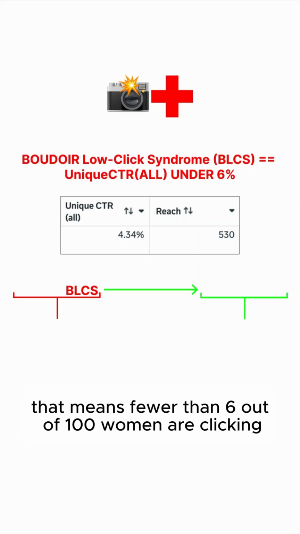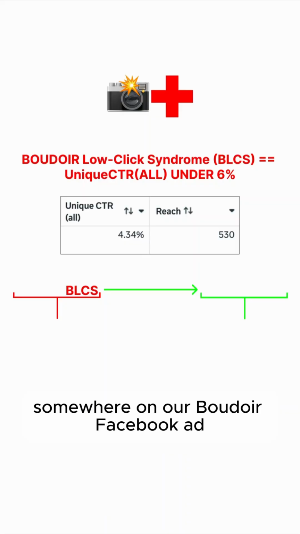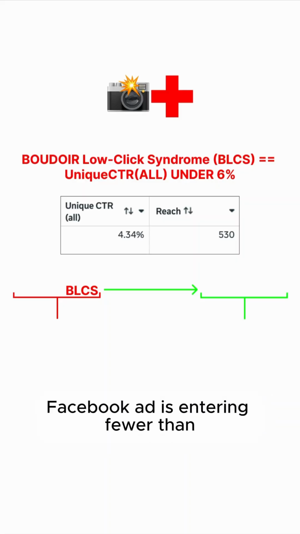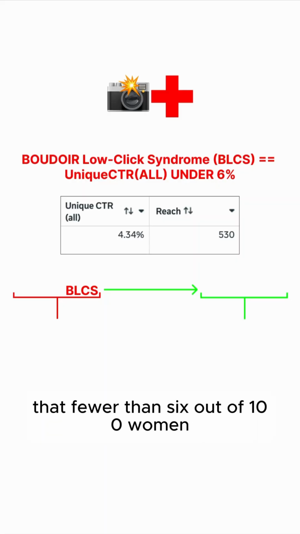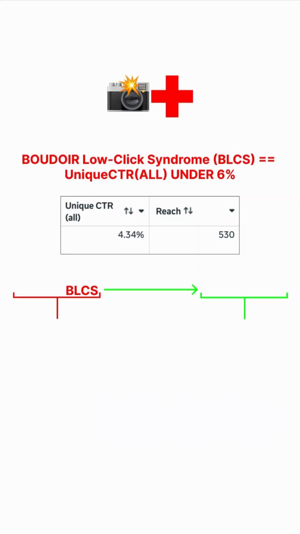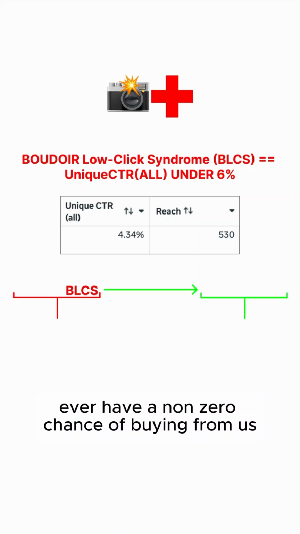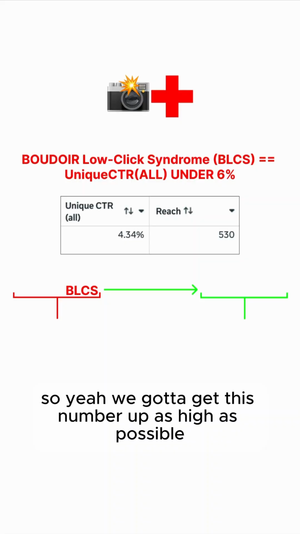So that means fewer than 6 out of 100 women are clicking somewhere on our Boudoir Facebook ad, which means our Boudoir Facebook ad is entering fewer than 6 out of 100 women's brains, which means, most importantly, that fewer than 6 out of 100 women ever have a non-zero chance of buying from us. So yeah, we gotta get this number up as high as possible.